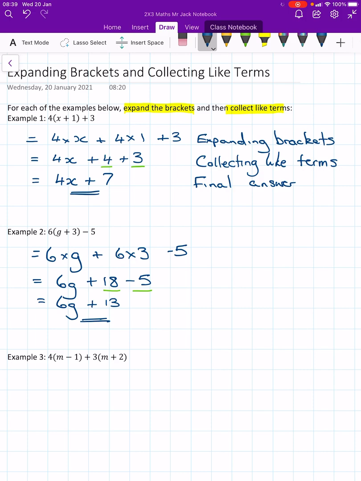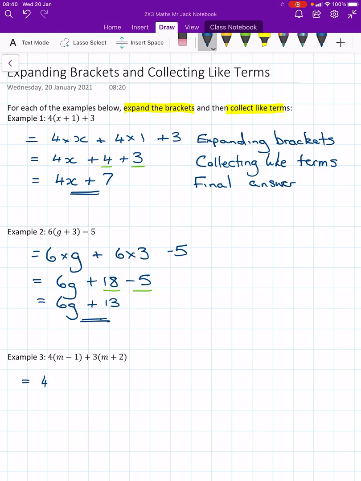Okay, good. Last example. Now, this one looks a little bit different because we have 2 brackets in the same expression, but the approach is exactly the same. We're still going to expand the brackets first, and then we're going to gather like terms. Okay, so here we go.